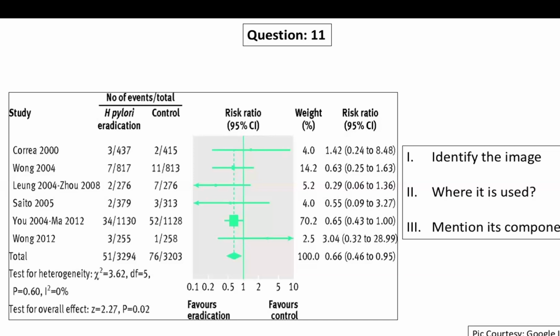So is this slide visible? Hello? Am I audible? Yes, sir, visible.